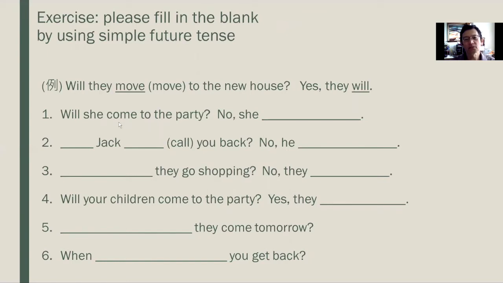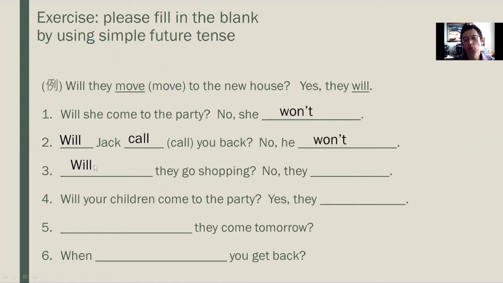Okay, the first sentence. Will she come to the party? No, she will not. You can also say, no, she won't. The second sentence. Will Jack call you back? No, he won't. You could also say, no, he will not.